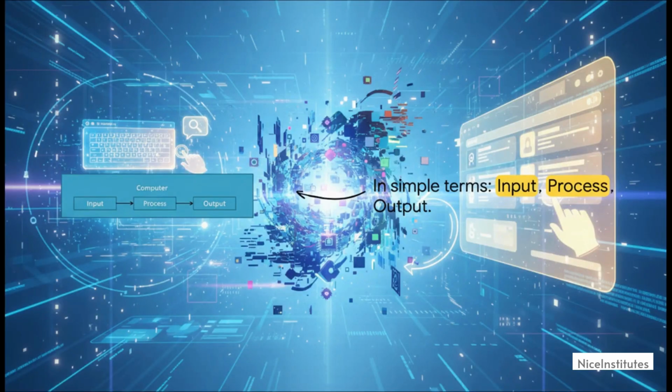And you can boil all of that down to these 3 simple words: input, process, output. That's the secret sauce. You type a search into Google, that's your input. The computer zips through the internet and figures out the best results, that's the process. And then it shows you a list of websites, that's the output. Every single thing a computer does fits that model.